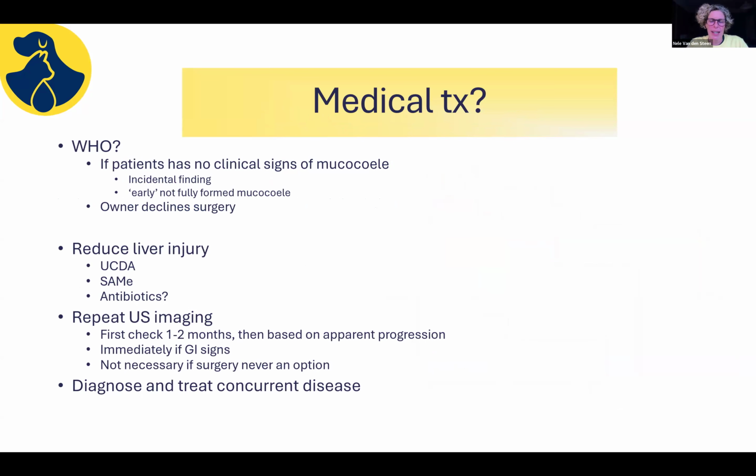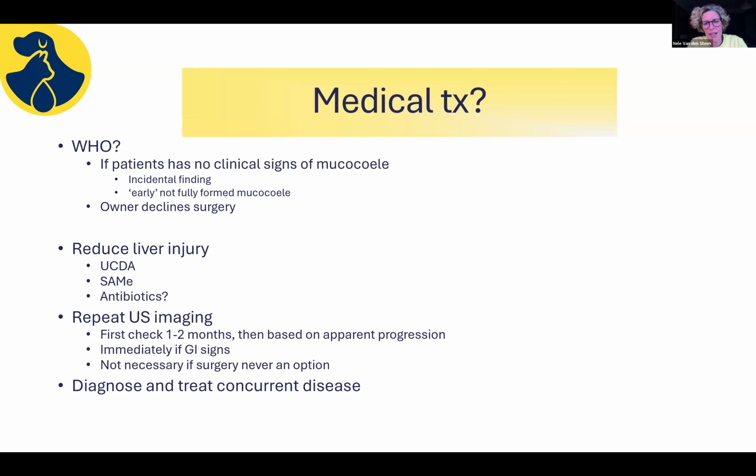So who can we treat medically? What is reasonable? As we said, in the ideal world, if there's a mature mucocele, if there's clinical signs, if there's warning signs, you're going to send all these to surgery. But not every owner will want to go for surgery. So it is reasonable to try medical treatment if they have no clinical signs and if it's an early found mucocele, so an early stage, and where the owner declined surgery.